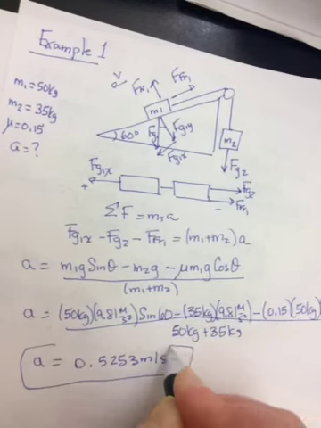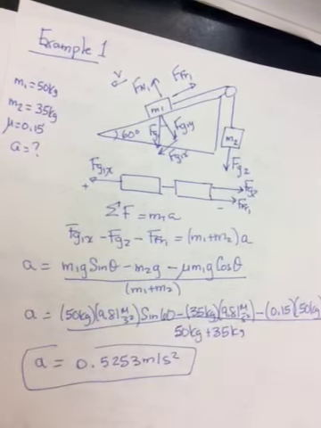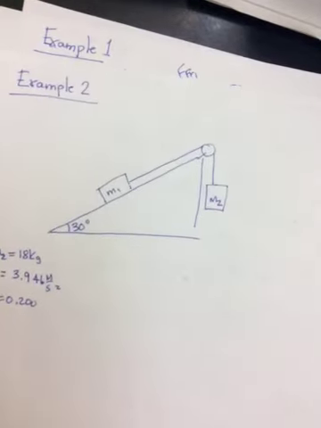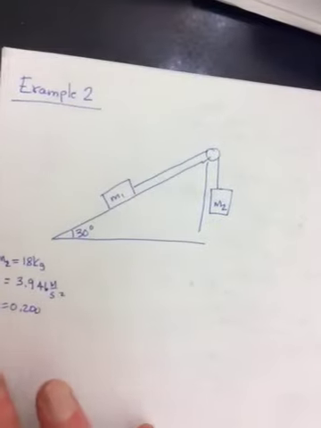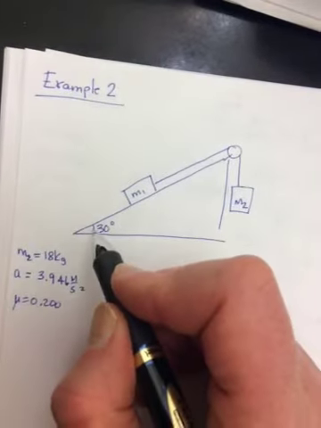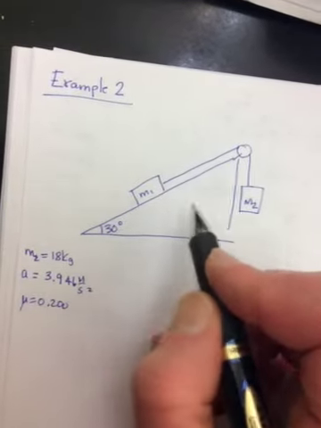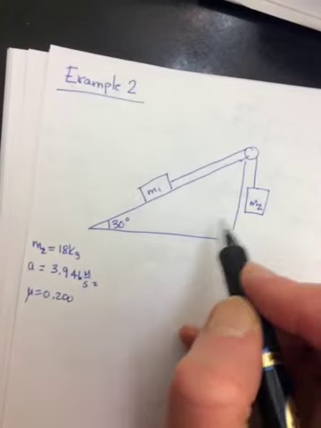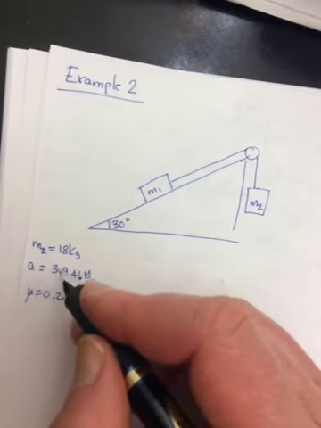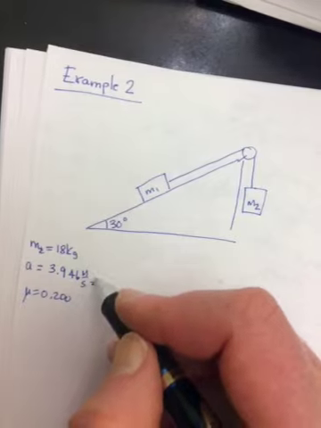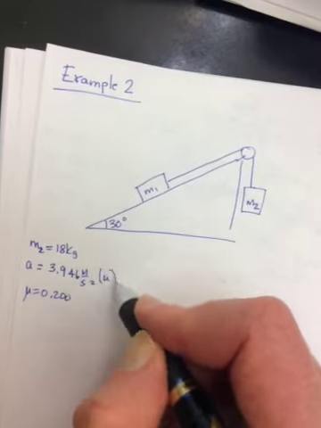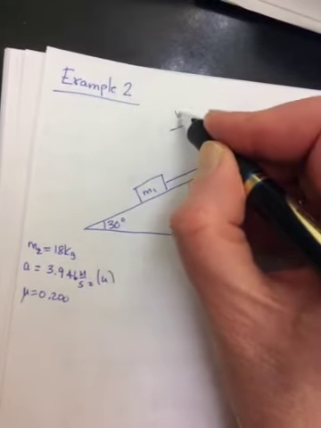So the trick is to pay attention to which way it's moving and just solve for your forces, sum of the forces. All right, just in case, let's do an example 2. Now our incline is only angled at 30 degrees. Our mass 2 is 18 kilograms. It's accelerating 3.946 up the incline. So this time the system is moving this way.